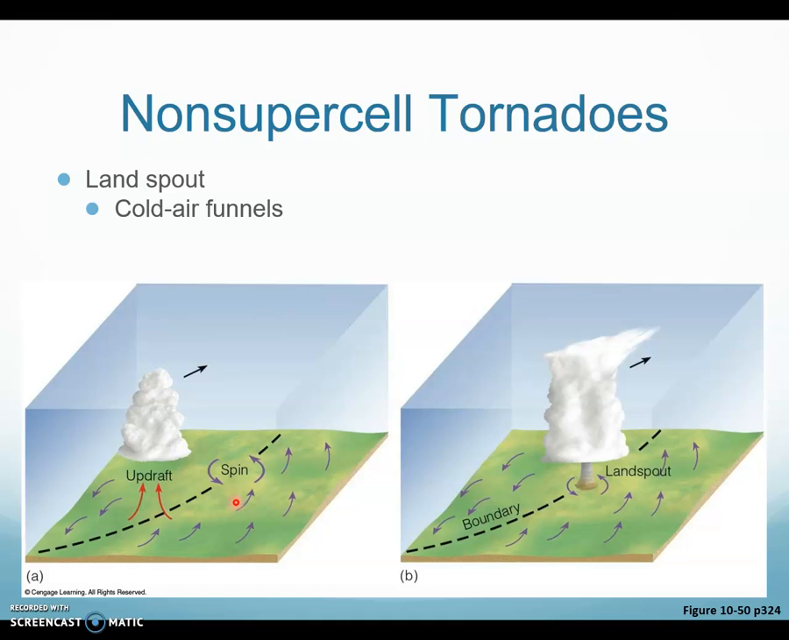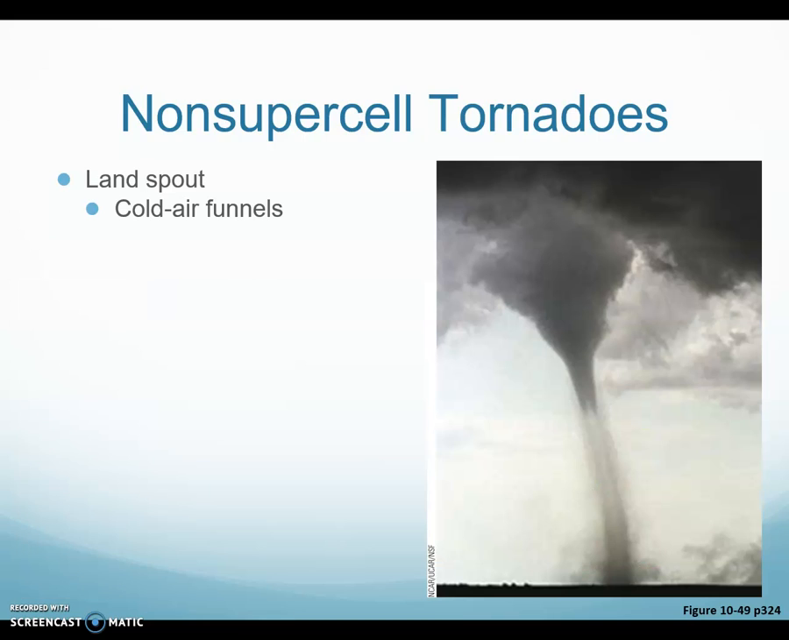Basically, you get the same conditions you have for a supercell tornado, rising air and spinning motion, but without the strong supercell. These are often called land spouts or cold air funnels. And this is often what they would look like. You've got yourself a small tornado.